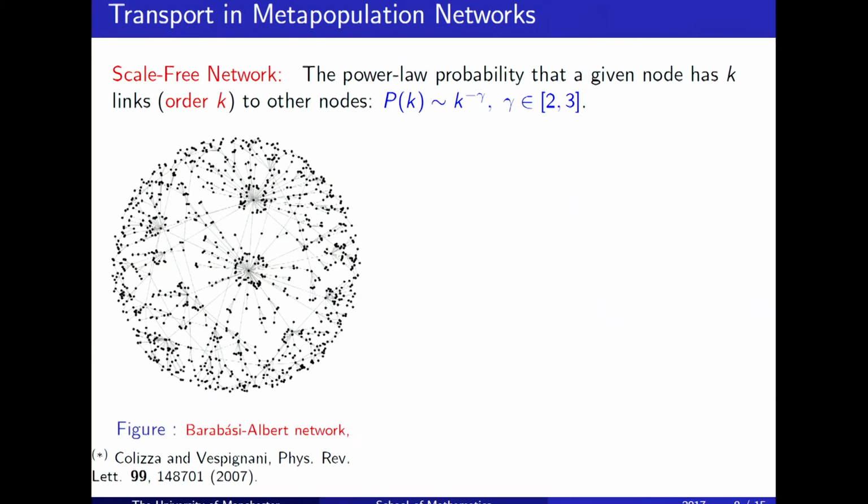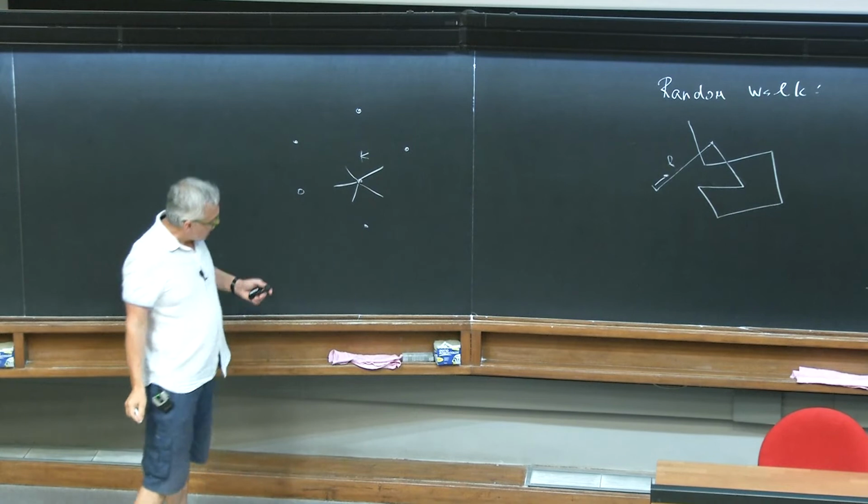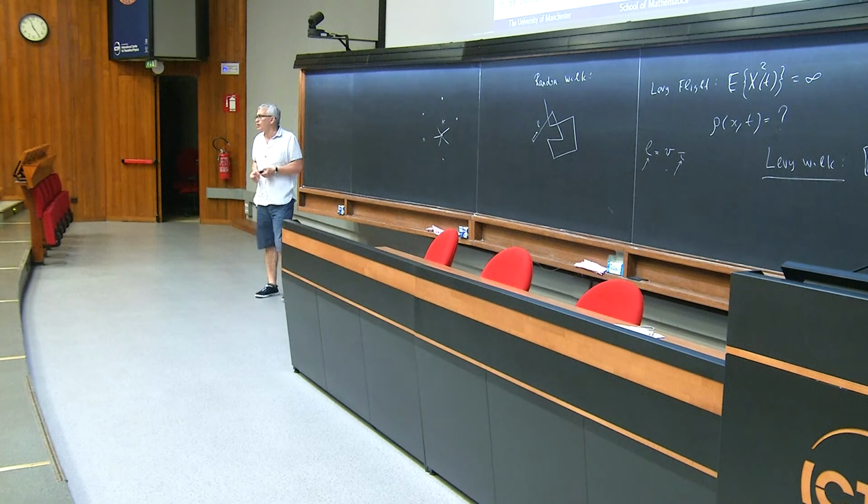Right. Okay, now I'm going to turn to transport on a network. We consider transport of particles on a network, and this is a classical scale-free network in which a node with k links has that probability. So it's a power law distribution for the number of connections. Every node has some connections, let's say k, distributed according to a power law. And this is a well-known network.